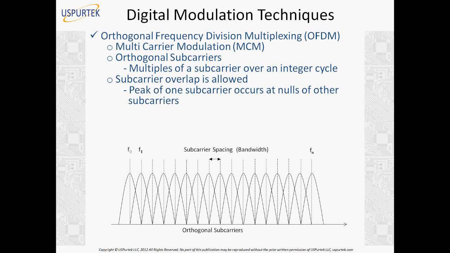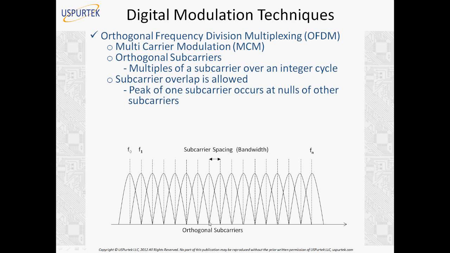We are using orthogonal subcarriers. How do we achieve that? We maintain subcarrier spacing in a very consistent manner. The subcarrier spacing, which is actually the bandwidth between two subcarriers, we maintain it in such a way that the peak of one subcarrier coincides with the null of the adjacent subcarriers. As you see in the diagram, the peak of one subcarrier coincides with the null of the adjacent subcarriers. So this is very important. We have to maintain a very consistent subcarrier spacing to achieve orthogonality in case of OFDM.